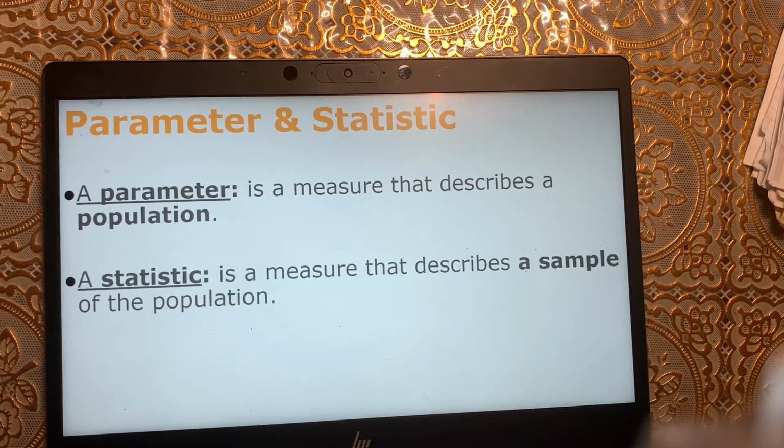But having said this, a parameter is a measure that describes a population. When we are talking about a population, the measure we use is named a parameter. But when you are talking about a sample, the measure is described as a statistic. If you are talking, for instance, about the mean value of a population, that mean value is called a parameter. But if you are talking about the mean, median, or mode of a sample, those are called statistics. These are just statistical vocabulary.